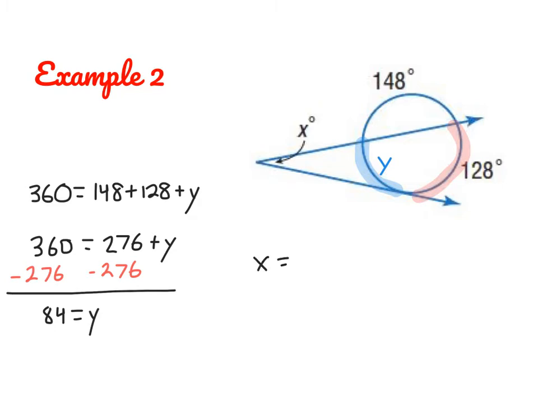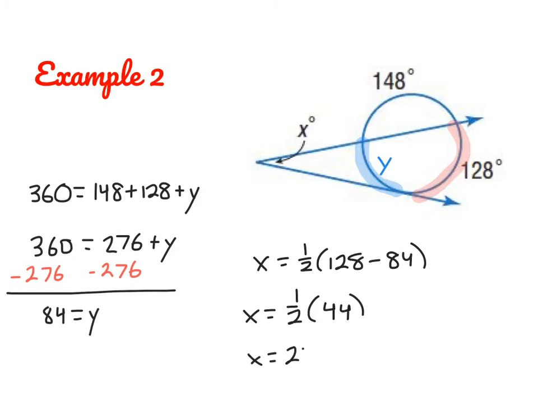So from here, now that we know our small arc, we can use our formula. Outer angle equals 1/2 times large arc minus small arc. So x is going to equal 1/2 times 44. So x will equal 22 degrees.